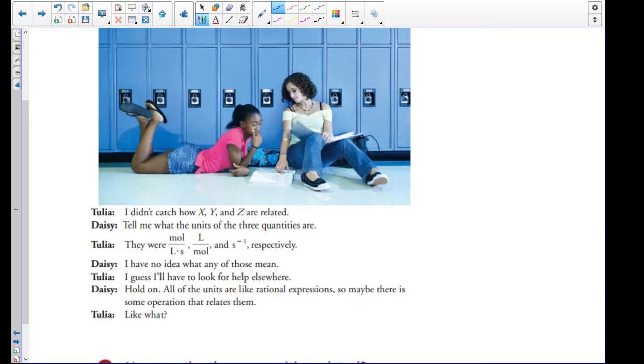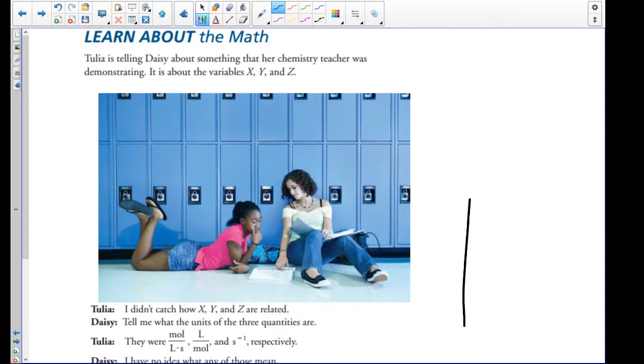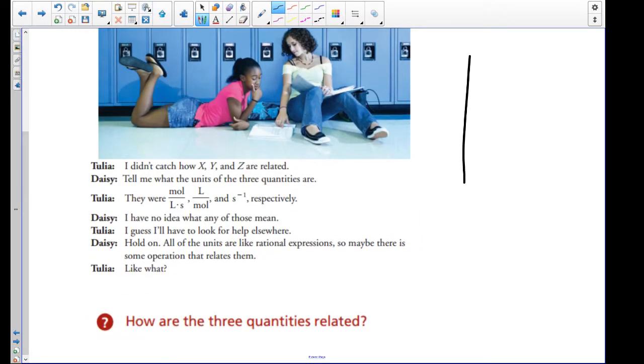Okay, so what do we have here? Let's go over this. I just said we're not going to; we will after. So Toulier is telling Daisy about something her chemistry teacher was demonstrating. It was about the variables x, y, and z. I didn't catch how x, y, and z are related. Tell me what the units of the three quantities are. They were moles per liter second, liters per mole, and second to the -1. I have no idea what any of those mean. I guess I have to look for help elsewhere. So, how are the three quantities related?